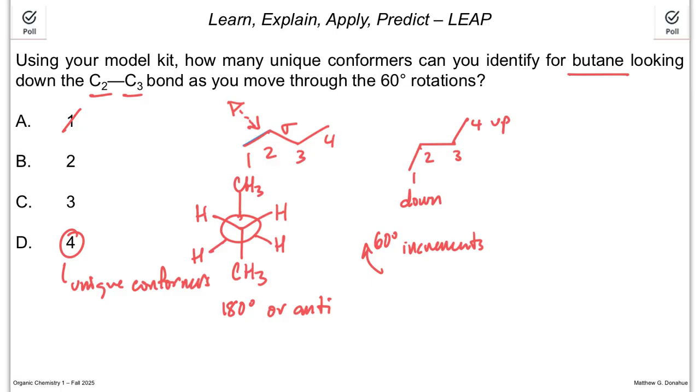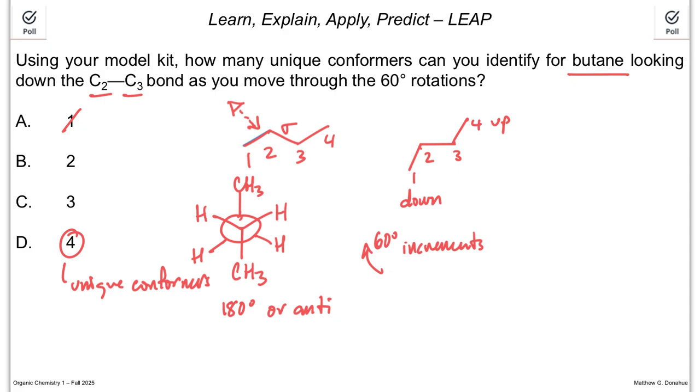I'll run through the drawings on the next slide, but say I want this methyl group. This is the C1 methyl group that's down. This is the C4 methyl group that's up. So that's staggered. And then rotate this way for you guys. So now there's eclipse. So that's unique.